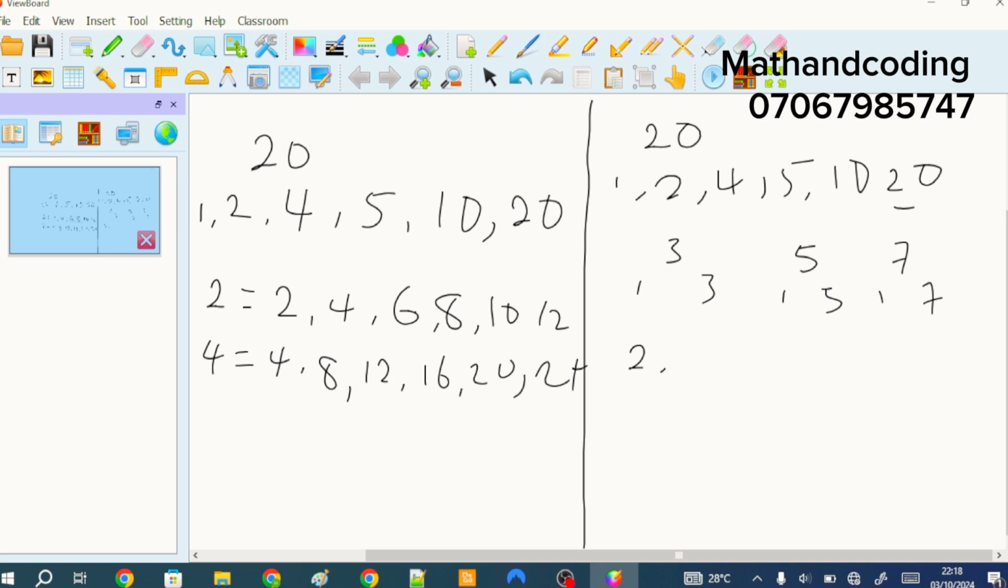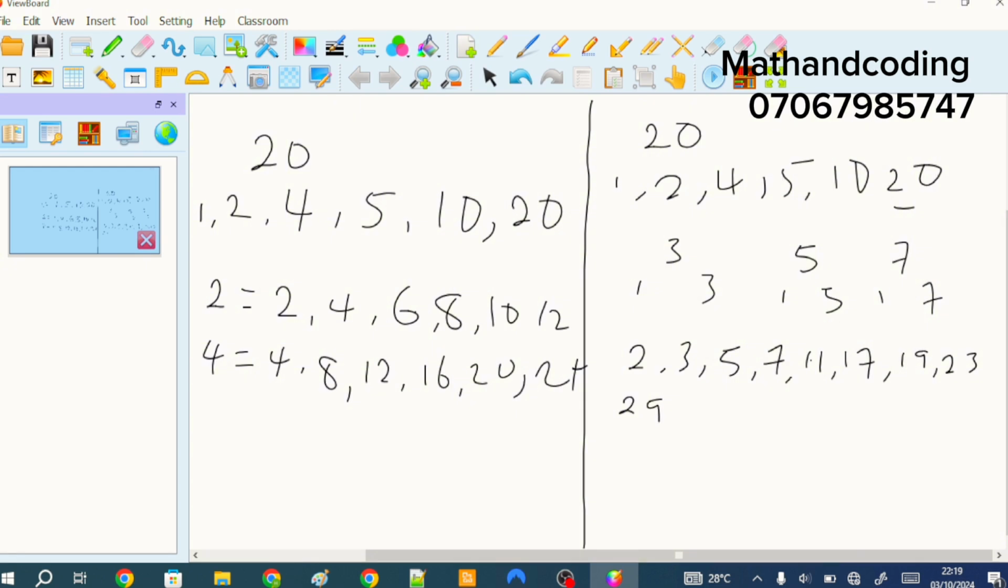And then we'll have 3. We have 5. We have 7. We have 11. We have 17. We have 19. We have 23. We have 29. These are the prime numbers between 1 and 30. We can continue writing to 100. So prime numbers are numbers that have only 2 factors.